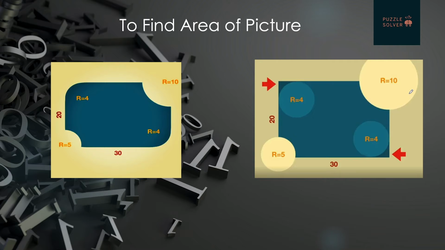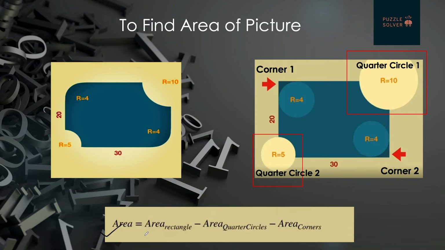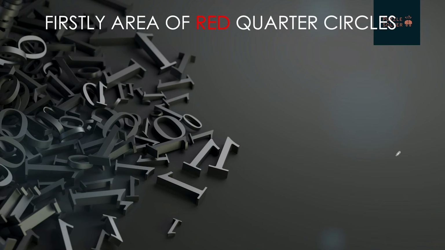To find out the area of the blue region, we have to calculate the area of the rectangle, from which we have to subtract the area of two quarter circles and the area of corners. You can refer to this picture where the first quarter circle is here, this one, the other quarter circle is this one, and we have corner 1 here and corner 2 here.